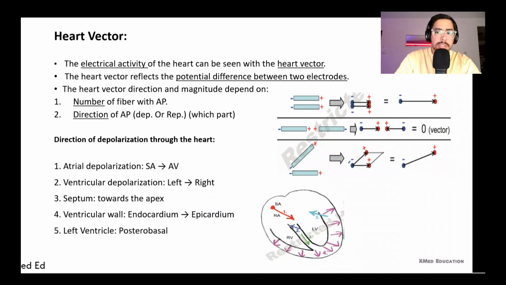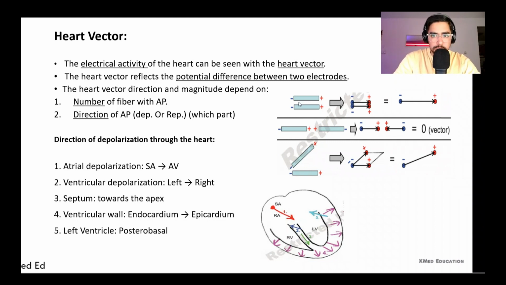So, heart vectors. This depolarization and repolarization that we explained is all to understand this basic physics. Believe me, this is very basic. You don't need to have a deep knowledge of physics to understand them. So look at them as a cell. Each cell can make some action potentials.